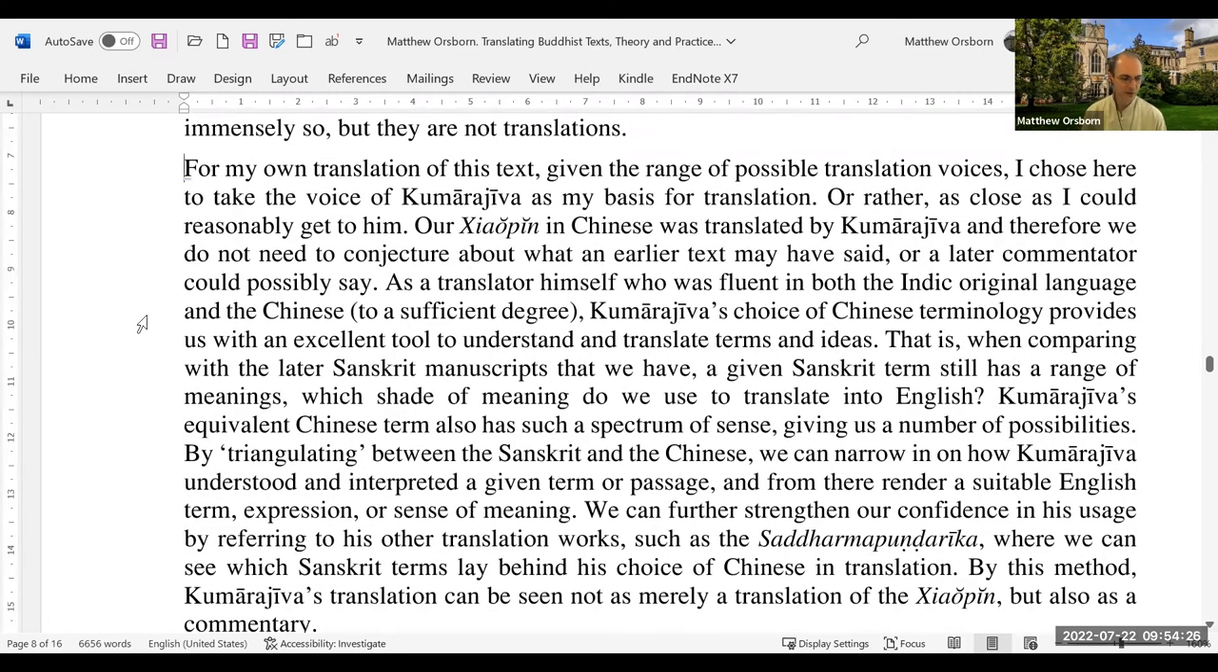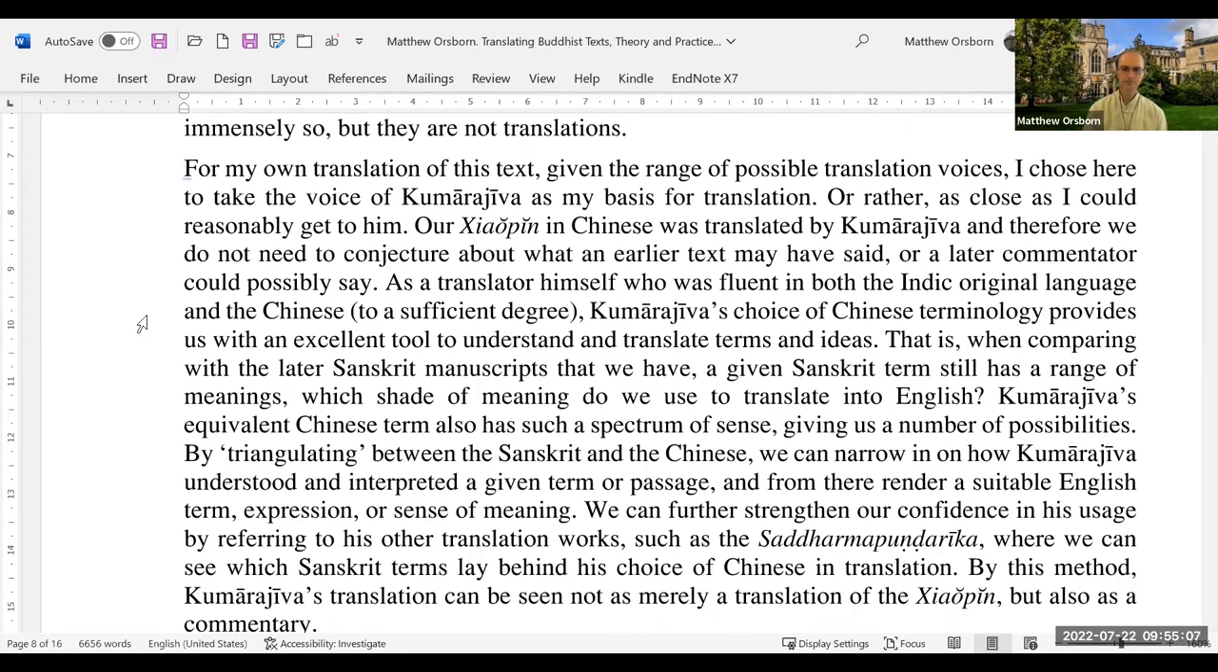Now, for my own translation of this text, given the range of possible translation voices I've just mentioned, I chose here to take the voice of Kumarajiva as my basis for translation, or rather, as close as I could reasonably get to Kumarajiva. Our Xiaoping in Chinese was translated by Kumarajiva, and therefore we do not need to conjecture about what an earlier text may have said or what a later commentator could possibly say. As a translator himself, who was fluent in both the Indic original language and the Chinese to a sufficient degree, Kumarajiva's choice of Chinese terminology provides us with an excellent tool to understand and translate terms and ideas.